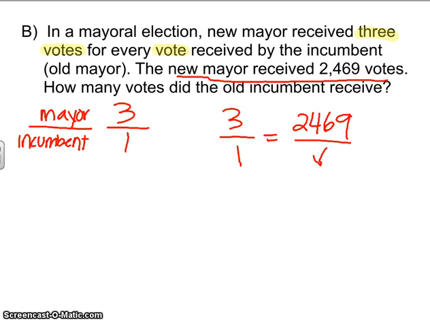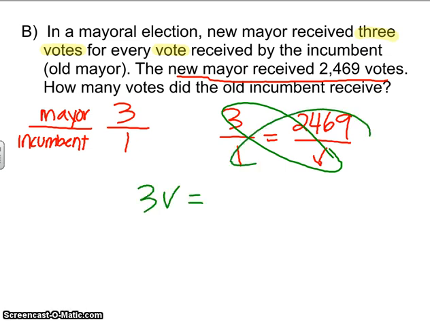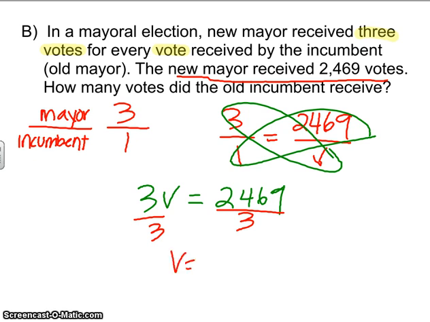Okay? So, I'm going to start with my variable. I'm going to cross multiply with the variable. 3 times V is 3V. And 1 times 2,469 is 2,469. To get V alone, we're going to divide both sides by 3. And in the end, we find out that V, or the number of votes the incumbent received, was actually 823 what? Votes. Okay.